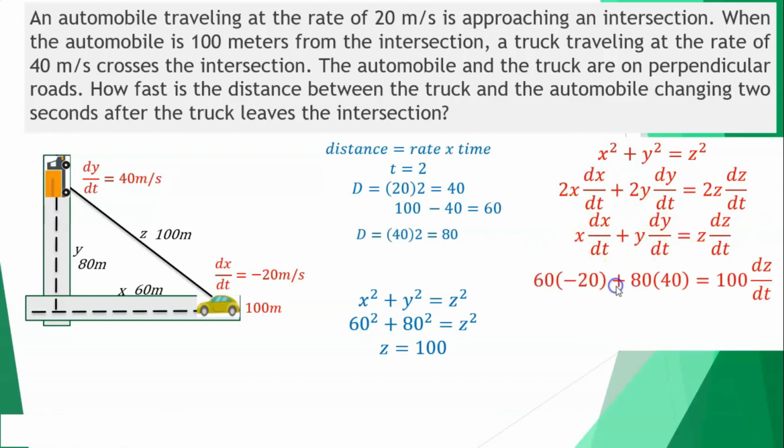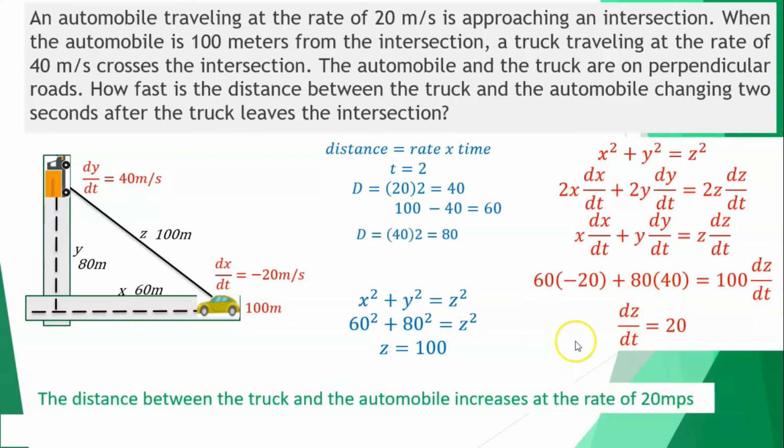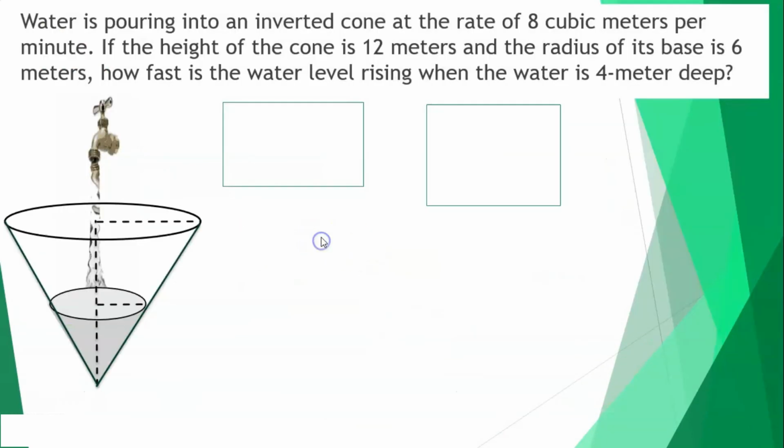So let's substitute. The value for x is 60, dx/dt is negative 20, the value for y is 80, and dy/dt here is 40. The value for z is 100, so we're solving for dz/dt. Simplifying this, eventually we will end up with 20. So therefore, the distance between the truck and the automobile increases at the rate of 20 meters per second.